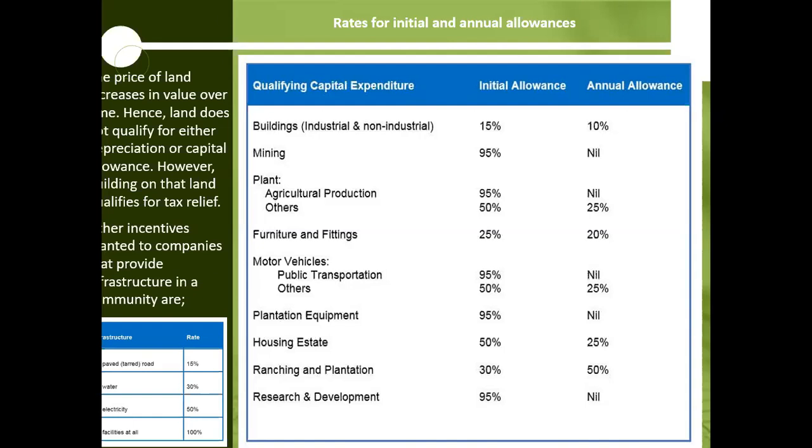For plant and equipment, the question is whether it is for agricultural production or for other operations. If it's for agricultural production, it has an initial allowance of 95% and the annual allowance rate is 0. But if it's for other production, other companies, it has 50% initial allowance and 25% annual allowance. Furniture and fittings have 25% initial and 20% annual. Motor vehicles for public transportation have 95% and 0 annual allowance. If it's for other purposes, not public transportation, 50 and 25. Plantation equipment, 95%.